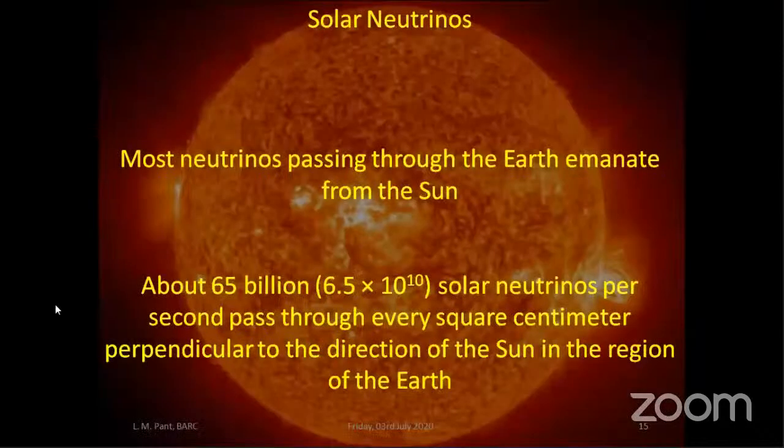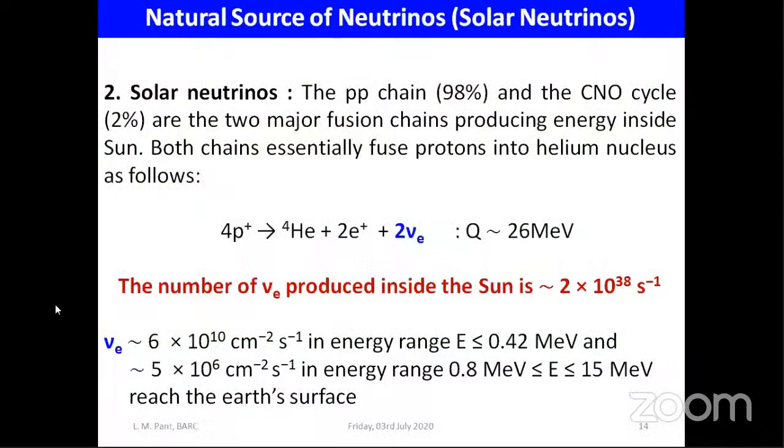Then, of course, we have the solar neutrinos, and we know that the PP chain, which is 98% responsible, and the CNO cycle, which is just 2%, are the two major fusion chains producing energy inside the sun. And this is how the reaction goes. 4 protons fuse together to form a helium nucleus and 2 positrons, and then two neutrinos of the electron type are emitted. In all my slides, I'll be showing the neutrino or the anti-neutrino in blue font.